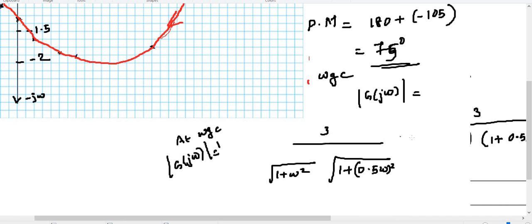So we can calculate this by substituting in this equation. That means we put the magnitude as unity, 1, and find out the value of omega corresponding to this equation. When you find out the value of omega, that will be the value of omega GC. This is one method.